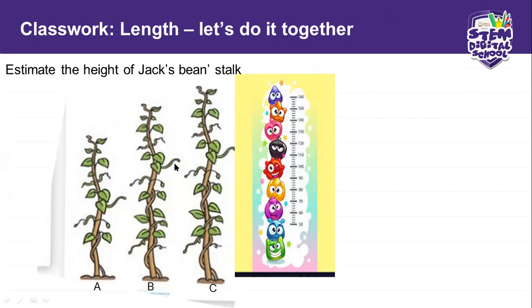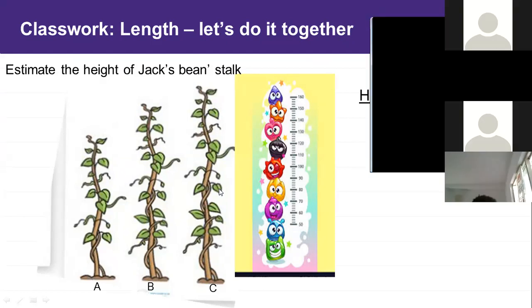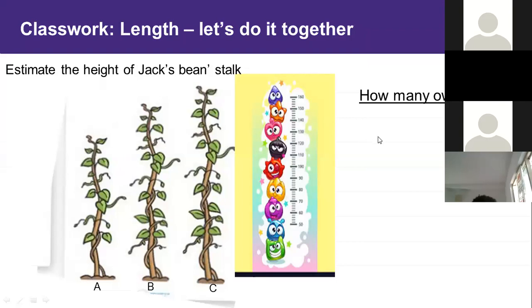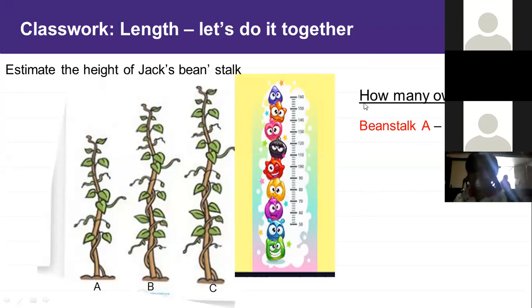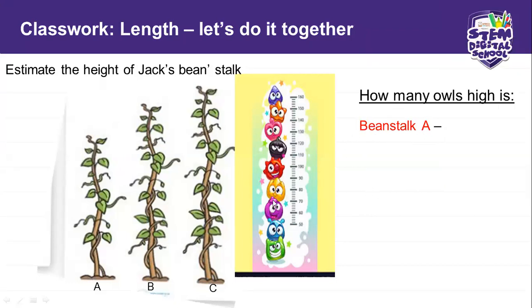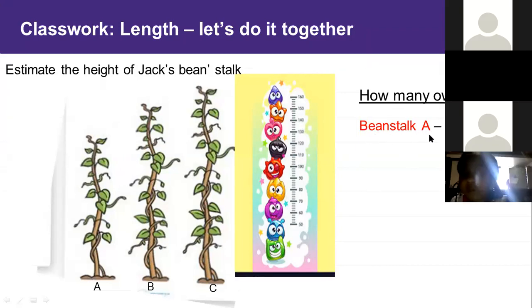It's going up, up, up, up, up. Right. Now, let's see. How many? Wow, I said owls. Okay. That's an owl. All right, big eyes. All right, different types of owls. Let's put it that way. Okay. How many owls high is beanstalk A? There is our beanstalk A.